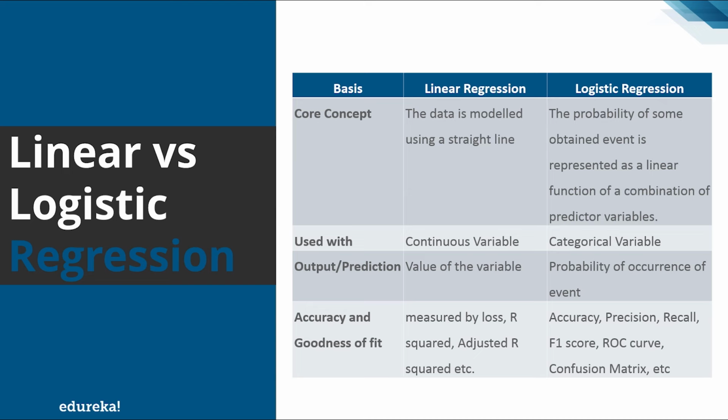The linear regression is used with continuous variables. On the other hand, the logistic regression is used with categorical variables. The output or the prediction of a linear regression is the value of the variable. On the other hand, the output or prediction of a logistic regression is the probability of occurrence of the event.